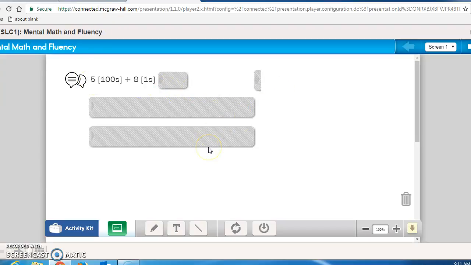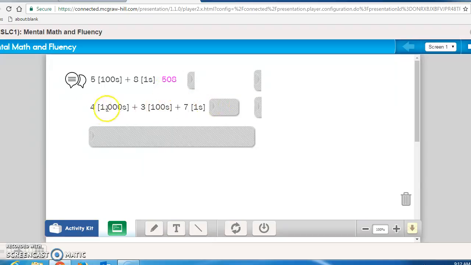Again, a good review for you looking at numbers in expanded form. Remember, I want you to write them in standard form. So how would you write 5 hundredths plus 8 ones? I'm hoping you're realizing you would have written it as 508. The next one, remember this is expanded form, you're writing it in standard form. 4 thousandths plus 3 hundredths plus 7 ones.